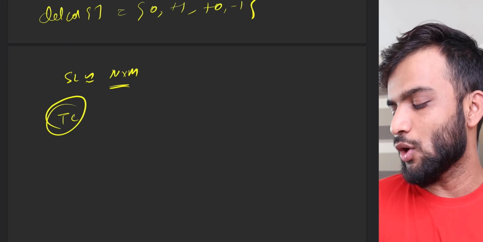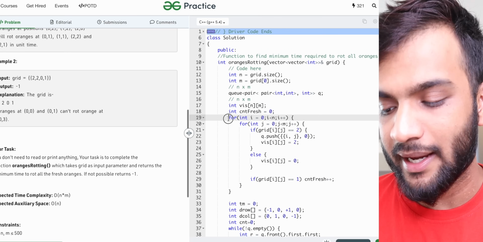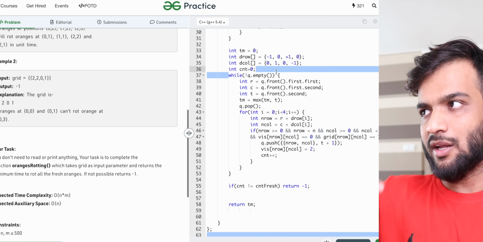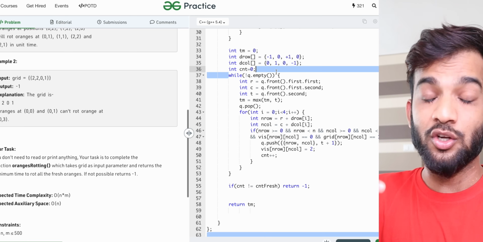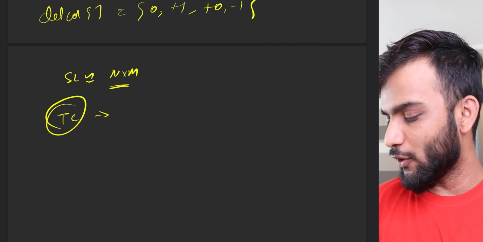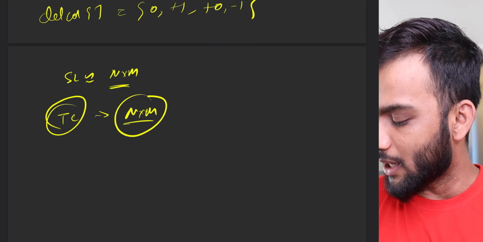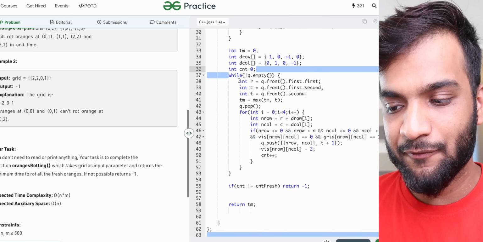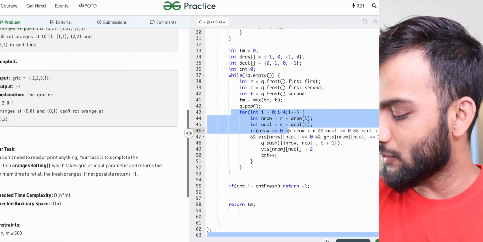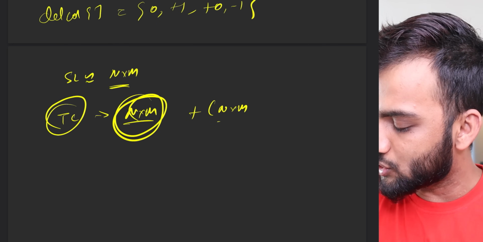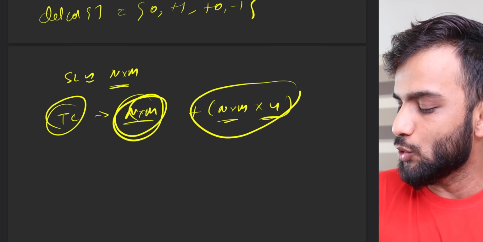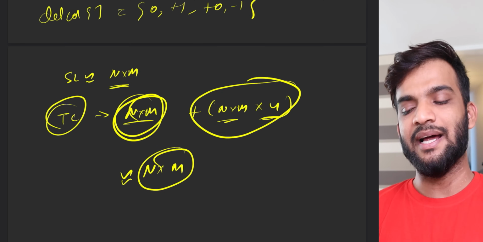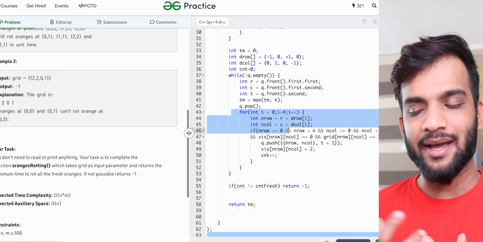But what about the time complexity? We are at first running an n cross m loop, so n cross m. Then we know the queue will run at most if all the oranges are rotten. Sorry, all the oranges are fresh. Then it will run for n cross m, because that will be the number of times you will put them into the queue. And for every node, we will be running this loop 4 times. So again, this can be aggregated to n cross m only. That will be the time complexity if we aggregate this.